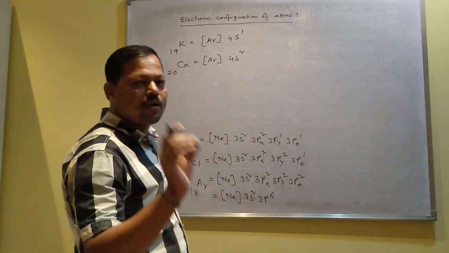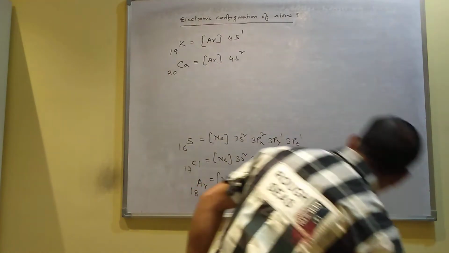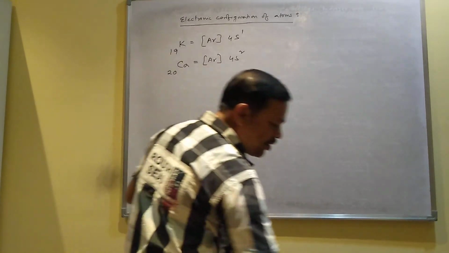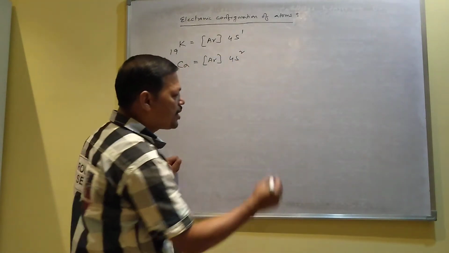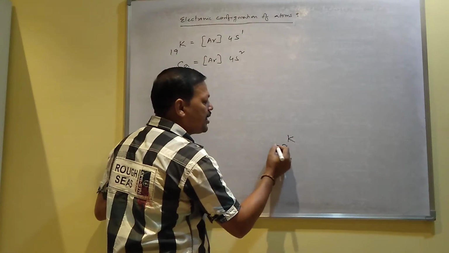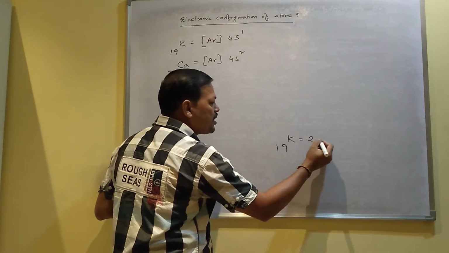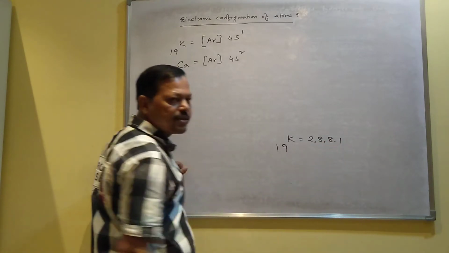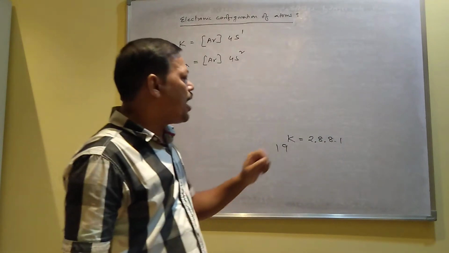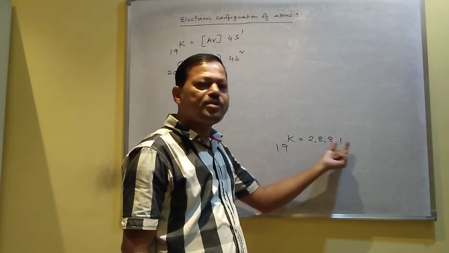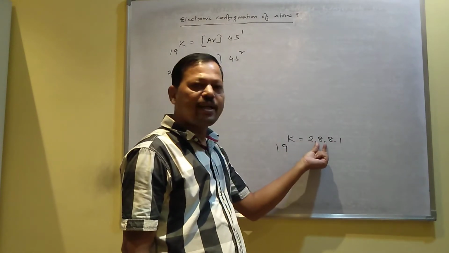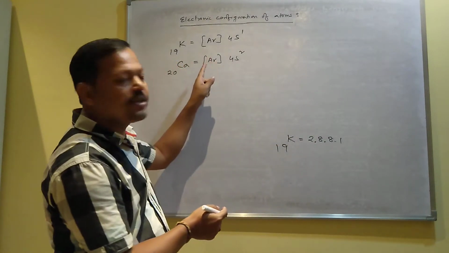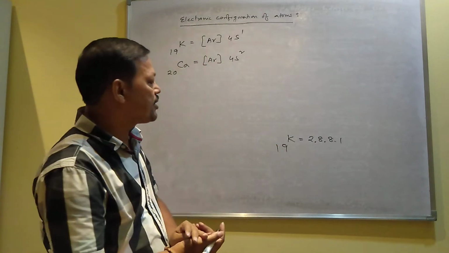Now I want to tell you one thing. In class 9-10, when you wrote the electronic configuration of potassium, 19, you wrote the configuration like this: 2881. You wrote the electronic configuration in terms of shells. First shell 2, second shell 8. In terms of shells you wrote the configuration, and here I have written the configuration in terms of orbitals.